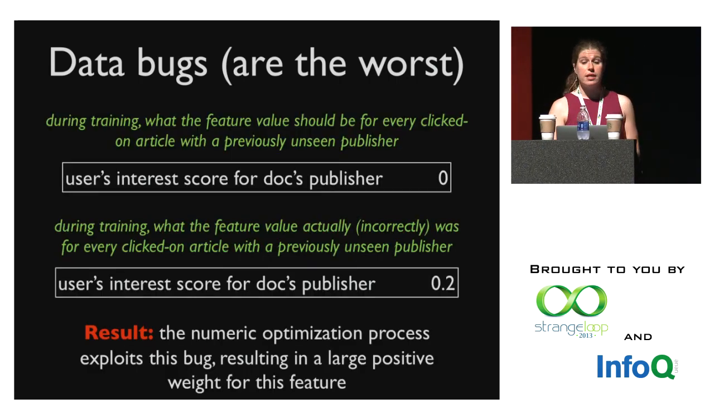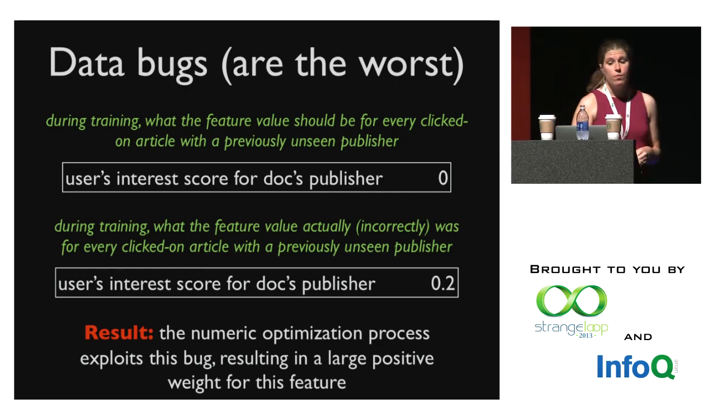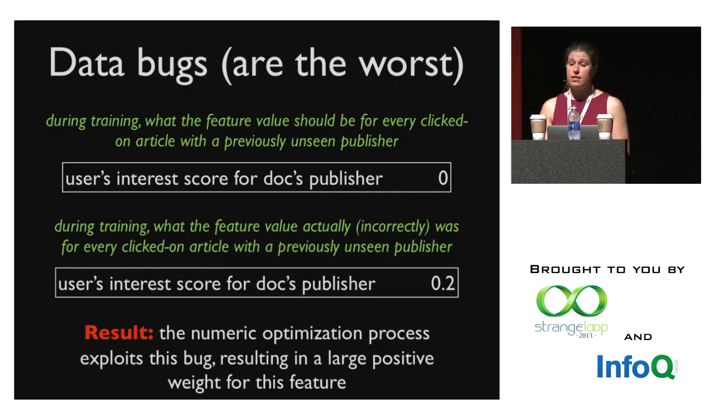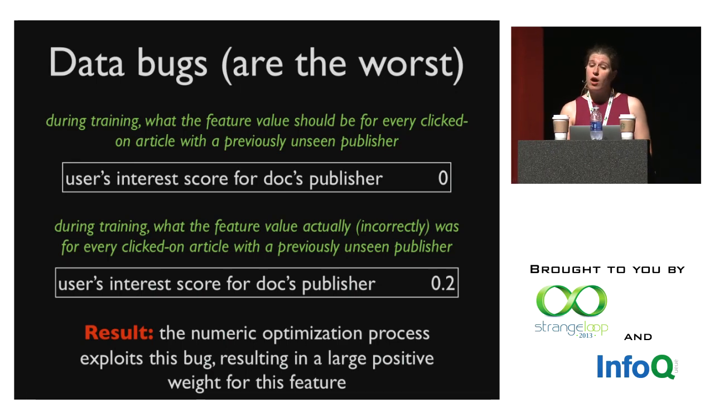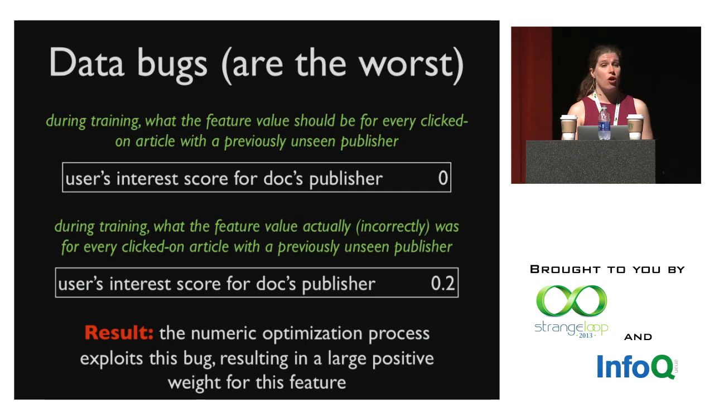The effect of this is really, really bad. What happens is this. Like I said earlier, we have hundreds of thousands of publishers. This means that a lot of articles that we show a user will be from publishers they have never interacted with before. And oftentimes, when a user clicks on an article, it will be the first time that they clicked on an article from that particular publisher.